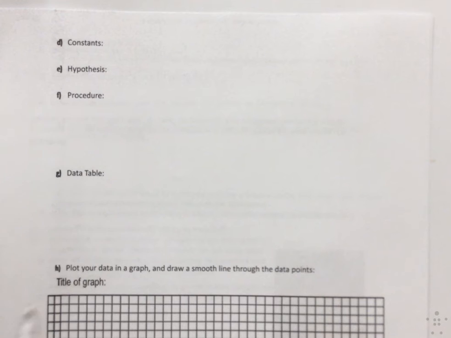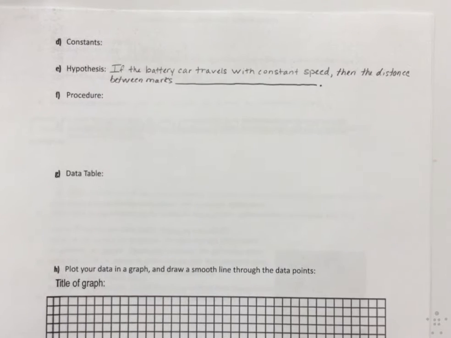You can fill them out right now if you think you know what some constants would be for this experiment, or you can wait until you're actually doing the experiment or have done it and then fill them in later. For your hypothesis, I'm going to write the first half of it and then you just need to finish it up. So there's part of your hypothesis and you just need to finish up the second part.